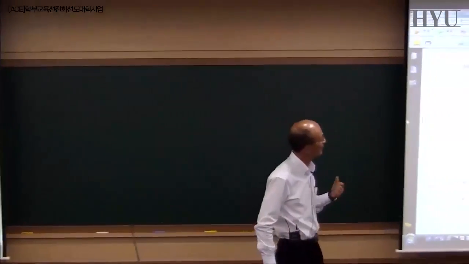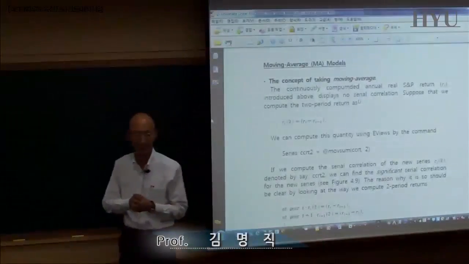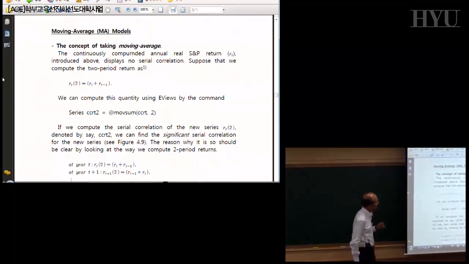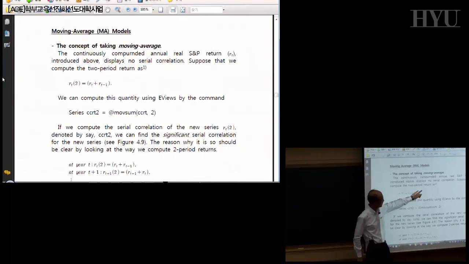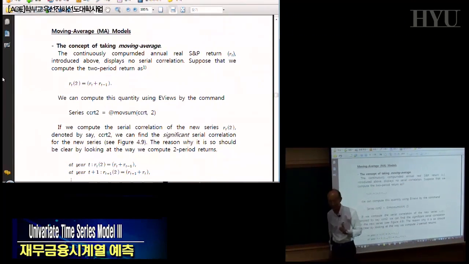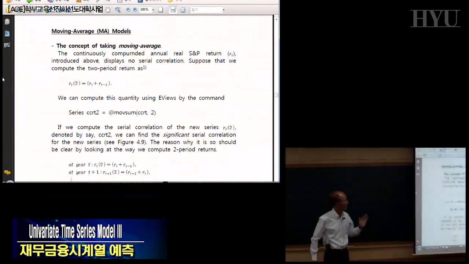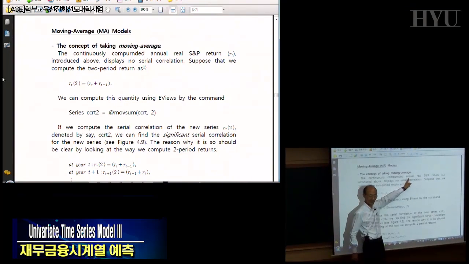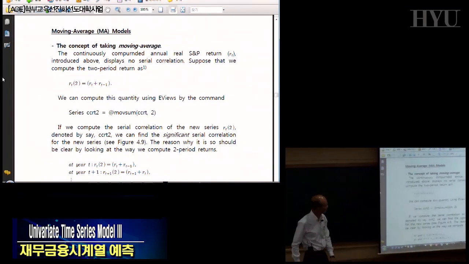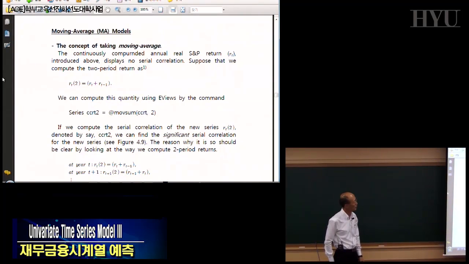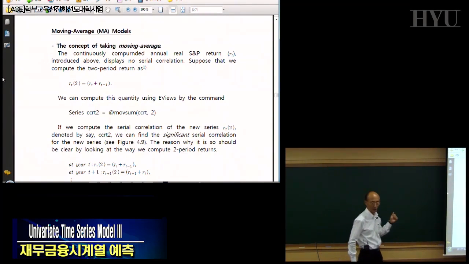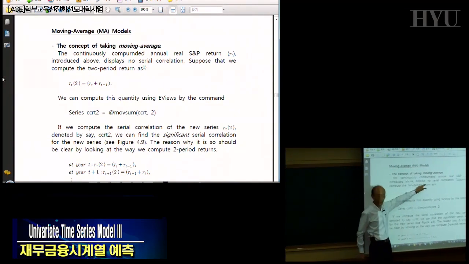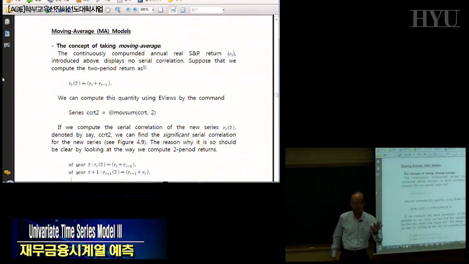This time let's take a look at moving average process. To motivate this model, consider real S&P return, small r_t, which is simply computed as log difference of annual S&P index. Usually the annual stock return in the US and Korea and other countries as well displays no serial correlation. So it appears to be quite random. Okay?